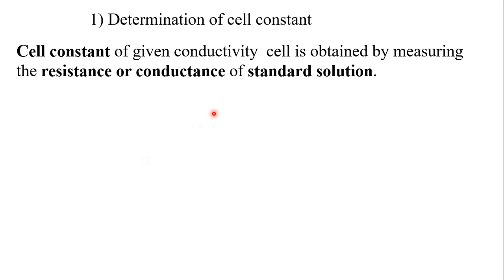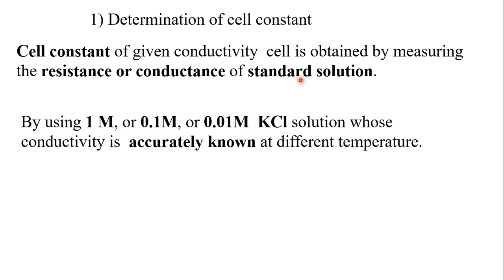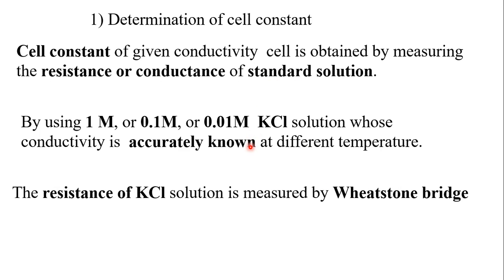So see here how to determine the cell constant. The cell constant of a given conductivity cell is obtained by measuring the resistance or conductance of a standard solution. The standard solution used is 1 molar, 0.1 molar or 0.01 molar KCl solution, because its conductivity is accurately known at different temperatures, and therefore it is taken as a standard solution. The resistance of this KCl solution is measured by the Wheatstone bridge method.